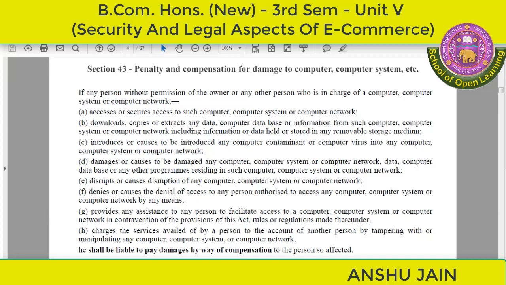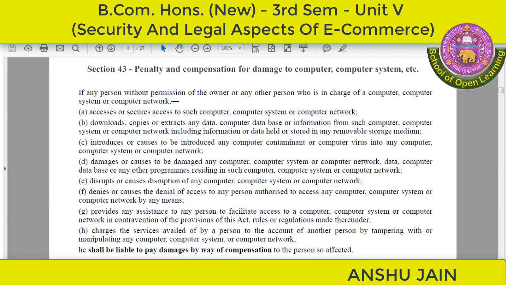इसके अलावा, he provides any kind of assistance to any person to facilitate access to a computer system or network in contravention of the provisions of this Act, rules or regulations made thereunder, and he charges the services availed of by a person to the account of another person by tampering with or manipulating any computer system or network.